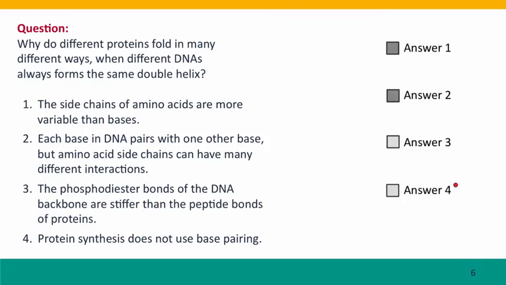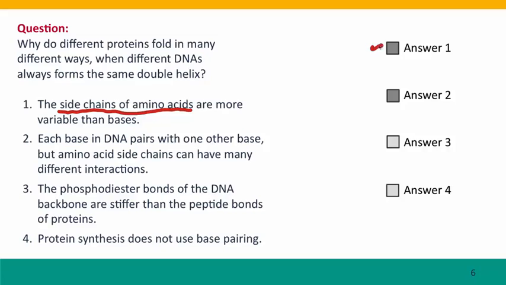And there's two right answers. First, the side chains of amino acids are much more variable than bases. Not only are there 20 different side chains, but the side chains of amino acids show much more dramatic differences in structure. Even though they're smaller, the bases really only come in two types, whereas side chains of amino acids come in many different types with many different chemical properties.